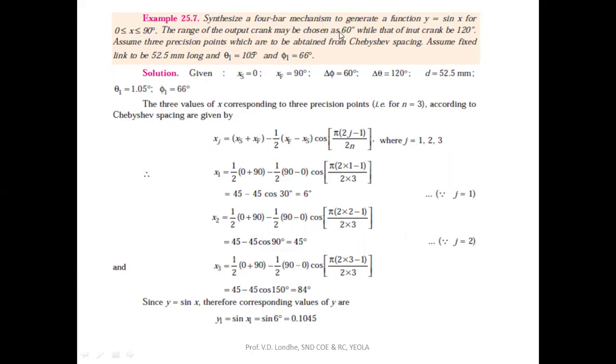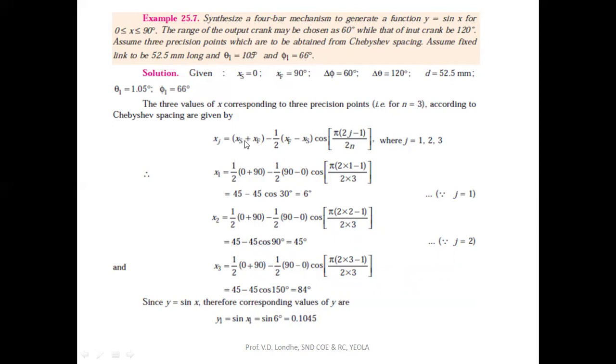Here the first position for the output link is given as 60 degrees, while the first position of the input crank is given as 120 degrees. We have to give the values for 3 precision points by using the Chebychev spacing method. The fixed link length is 52.5 mm, the first position of the crank is 105 degrees, and the first position of the output link is 66 degrees.